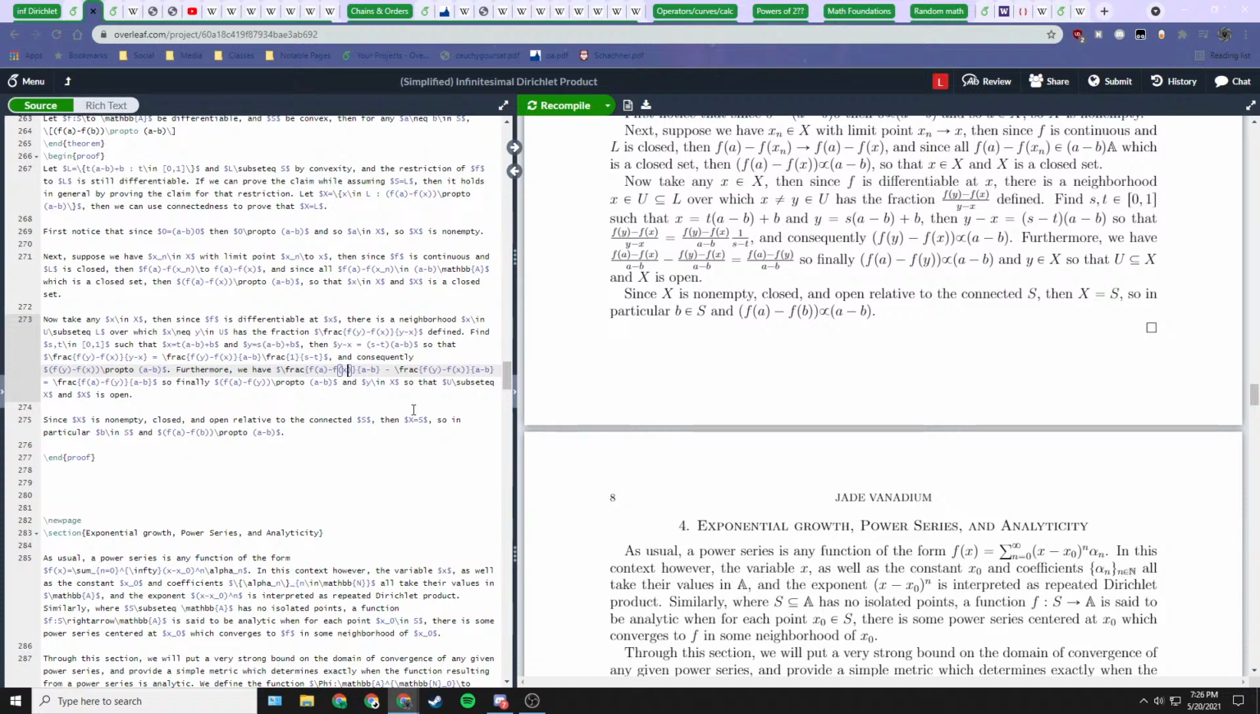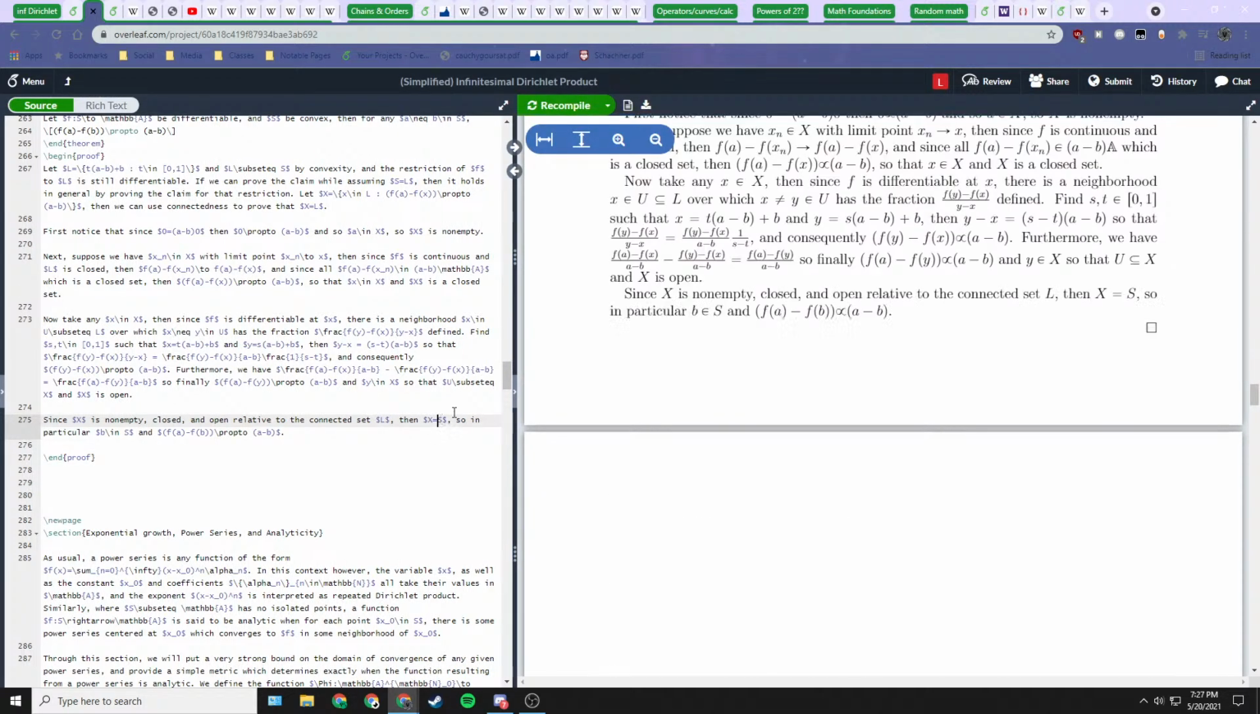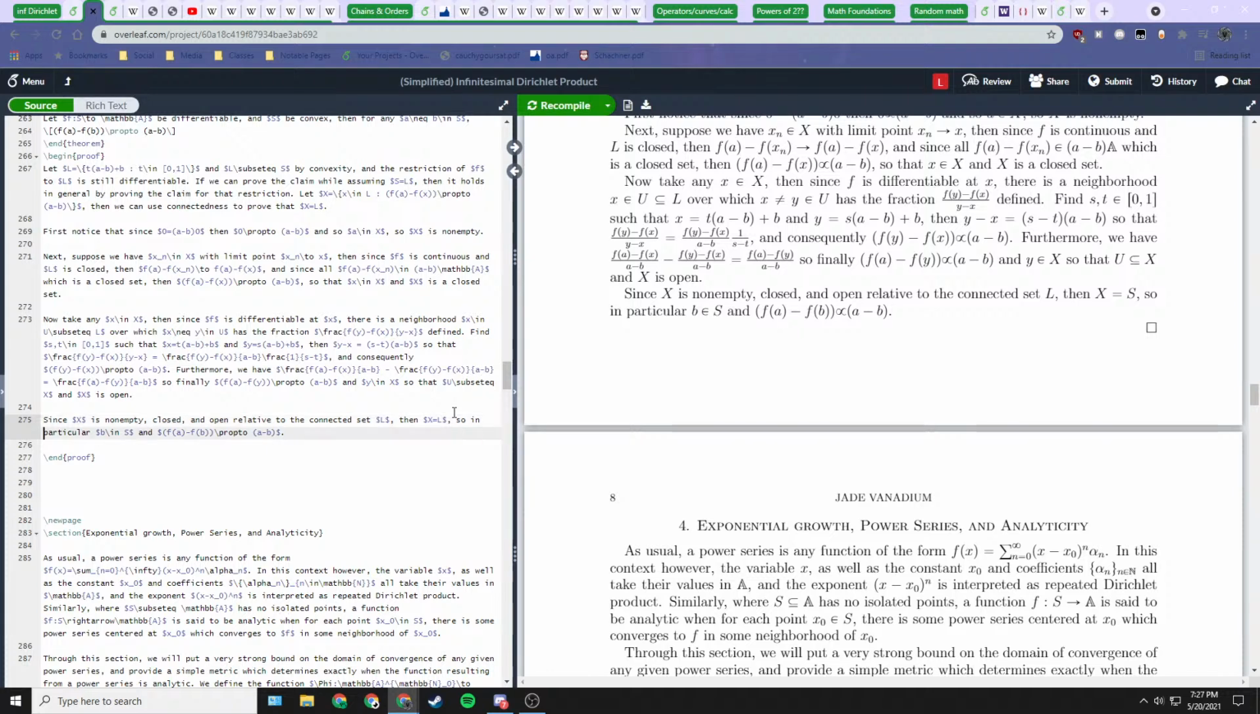This means that y is in the set capital X, and since y was just an arbitrary point in U different from lowercase x, then all of U is a subset of the X space. So X is open. Since X is not empty, closed, and open relative to the connected set L, then X is all of L. So in particular, B is in X, and we get this proportionality: f of a minus f of b is proportional to a minus b.